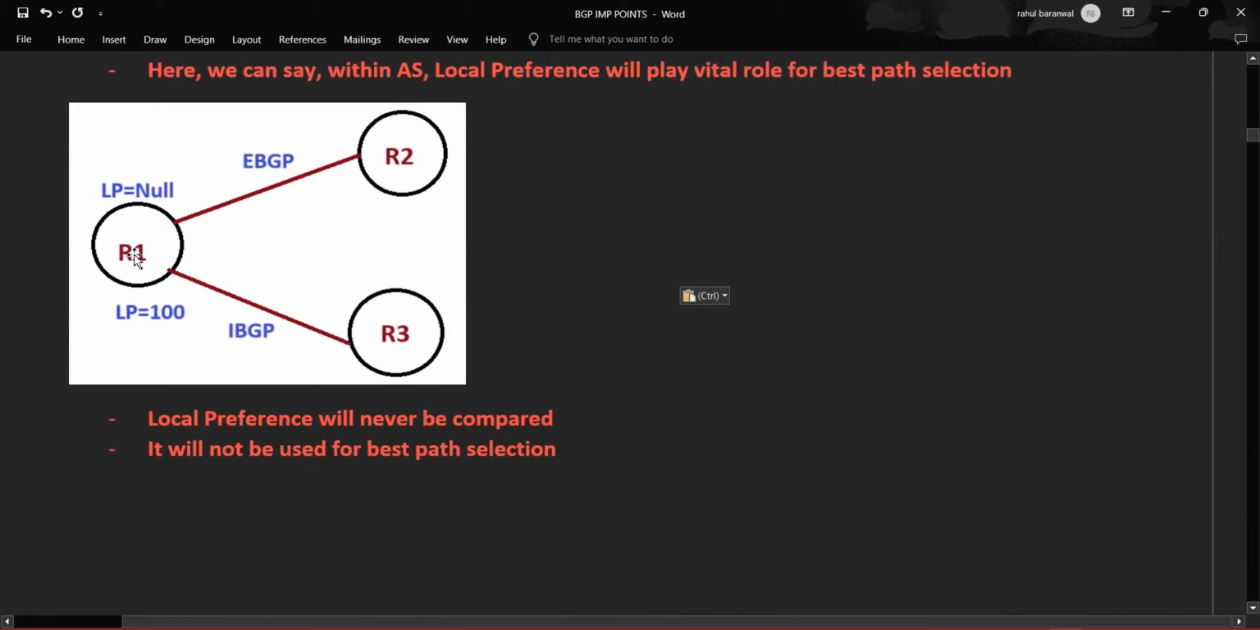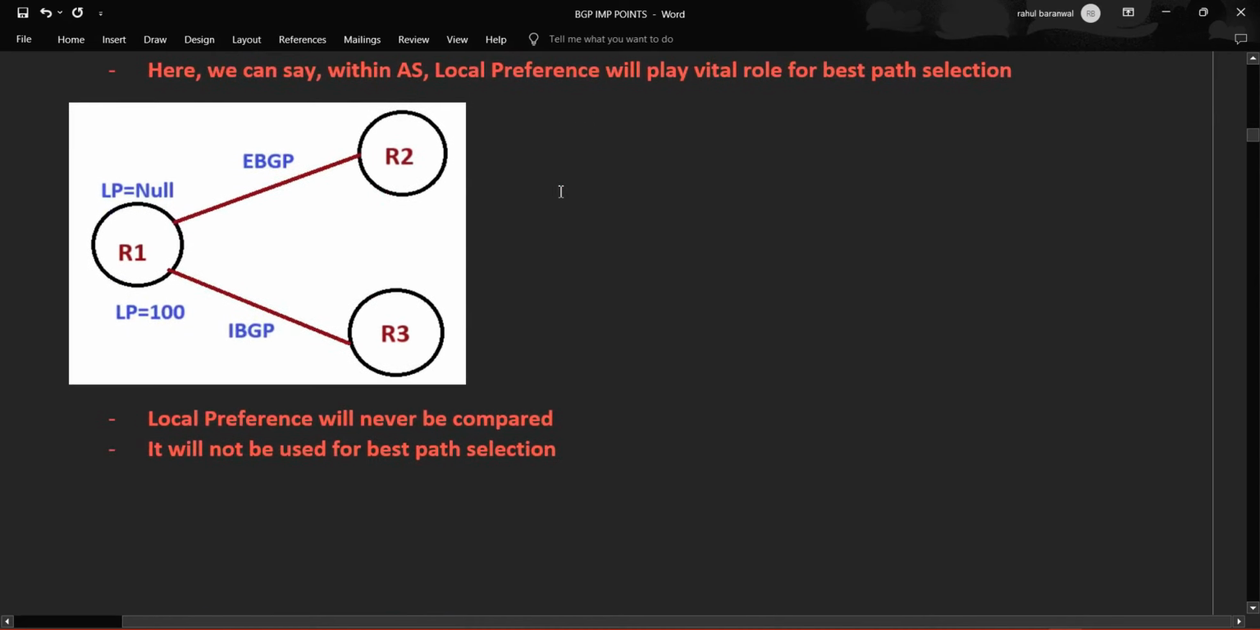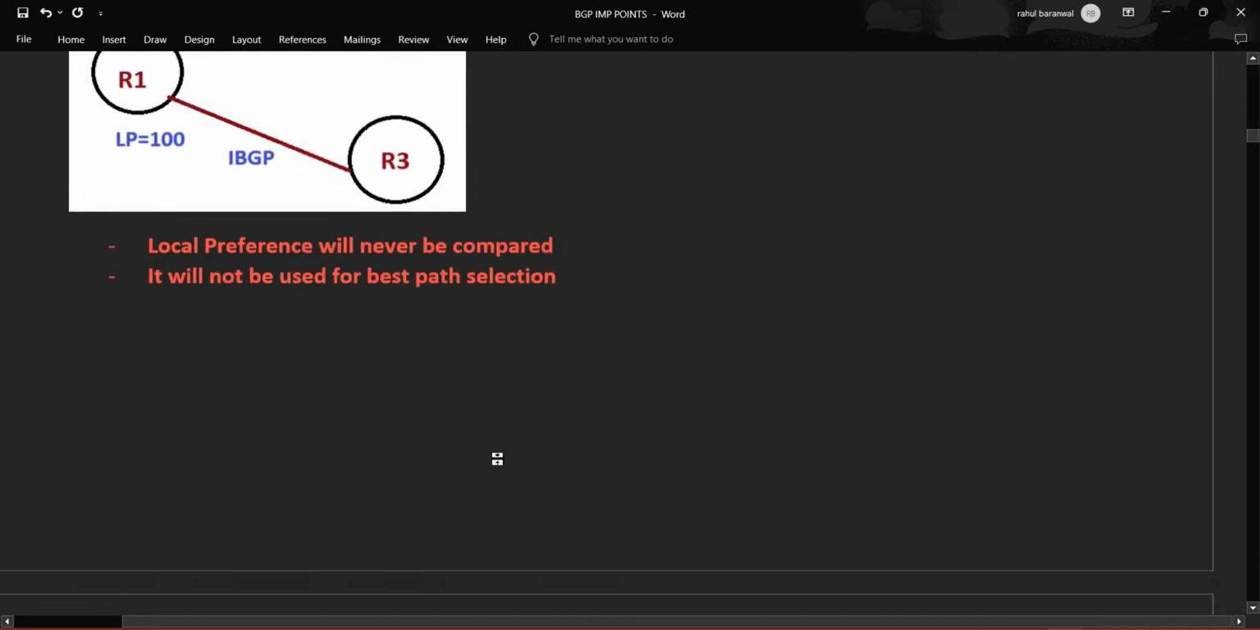So here suppose we have R1, R2 and R3, three routers. We have eBGP neighborship between R1 and R2 and iBGP neighbors between R1 and R3. Suppose we are receiving the same prefixes from R2 and R3, we will not compare here which path will be best, because local preference will work only for internal prefixes or iBGP, not for eBGP. So here we have written that local preference will never be compared in this scenario. So here it will not be used for best path selection.